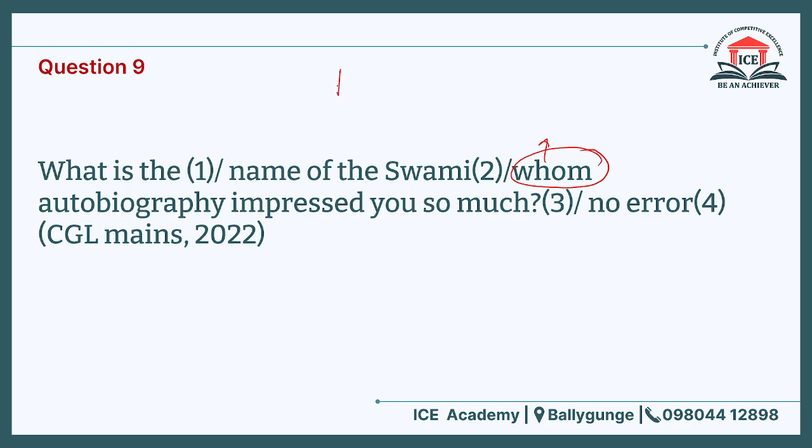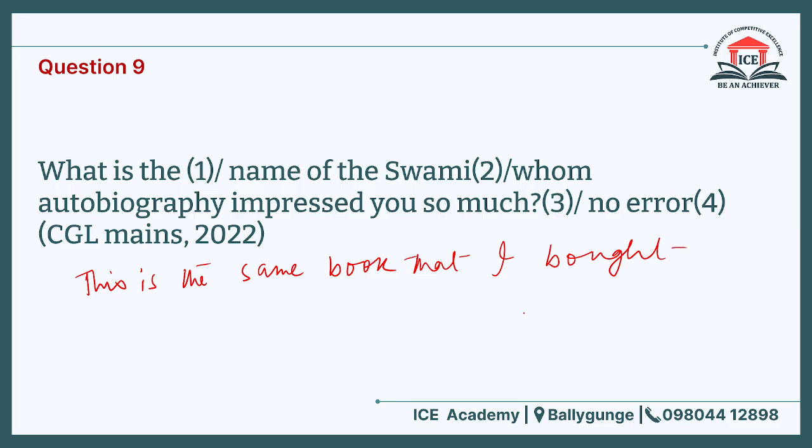এগুলোকে বলা হয় রিলেটিভ প্রোনাউন। রিলেটিভ প্রোনাউন কেন রিলেটিভ প্রোনাউন বলে? Because it builds up a relation with the noun or other part of the sentence. Now, suppose I say, this is the same book that I bought yesterday.